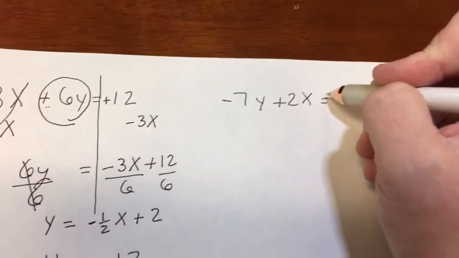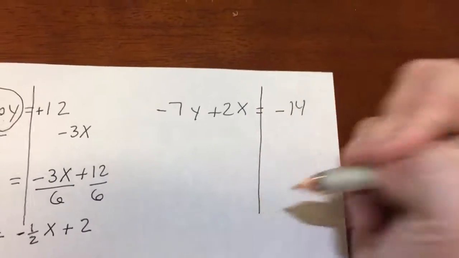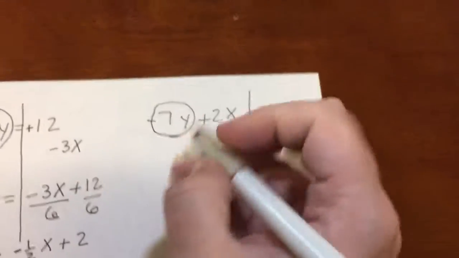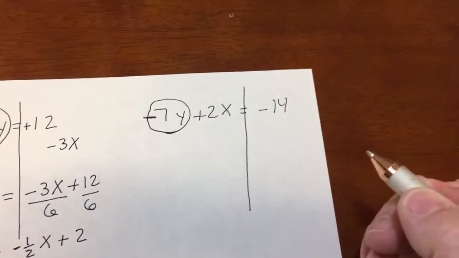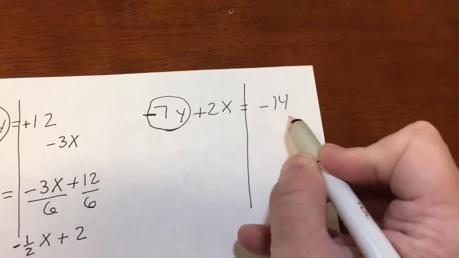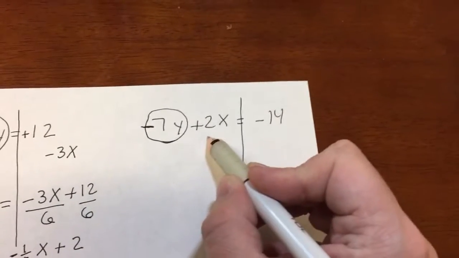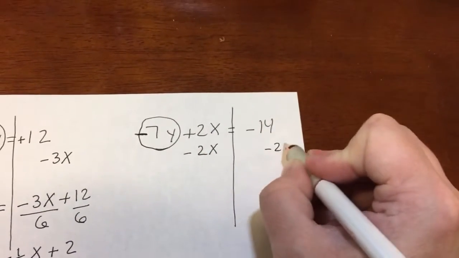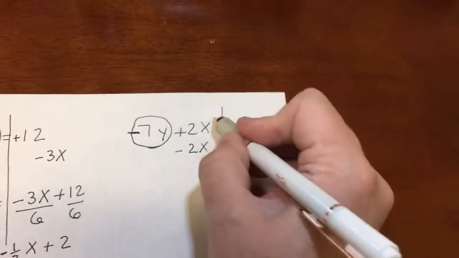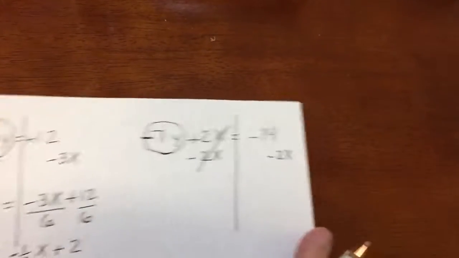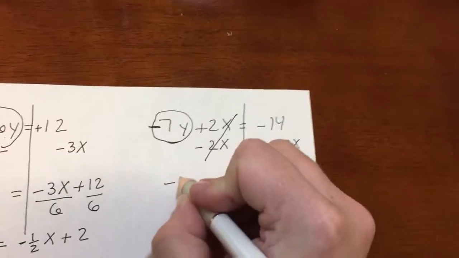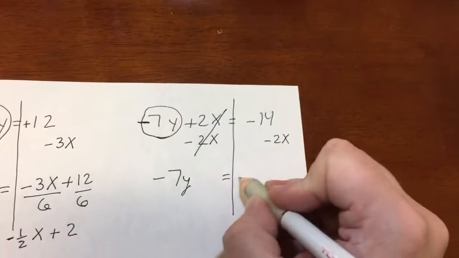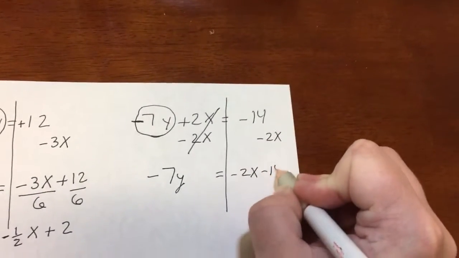All right, so I'm going to do this next example. I'm going to divide the equation in half. I'm going to circle everything that goes with the y. This y is negative. We have a positive 2x and a negative 14. So to get my 2x to the other side, I have to do the opposite, so I'm going to subtract my 2x. I do that because 2 minus 2 is 0, and that gets my x to go away from the left. I'm left with negative 7y, and it's equal to negative 2x minus 14.